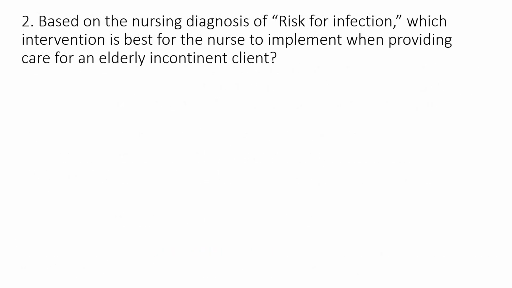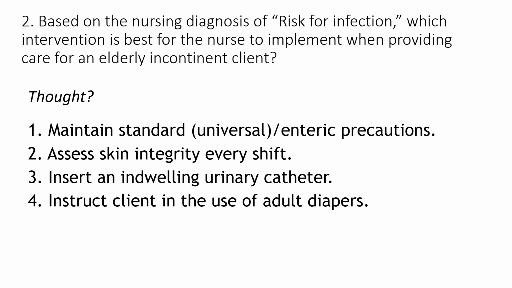2. Based on the nursing diagnosis of risk for infection, which intervention is best for the nurse to implement when providing care for an elderly incontinent client? Is it number 1, to maintain standard or universal / enteric precautions? Number 2, assess skin integrity every shift. Number 3, insert an indwelling urinary catheter. Number 4, instruct the client in the use of adult diapers.